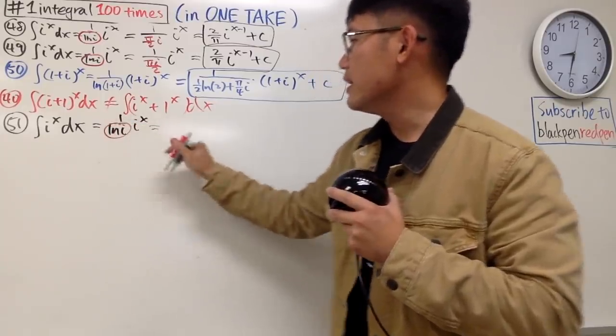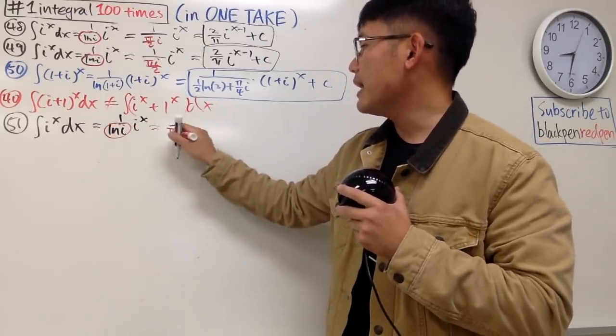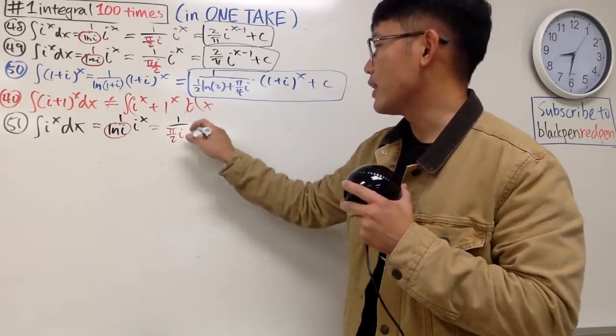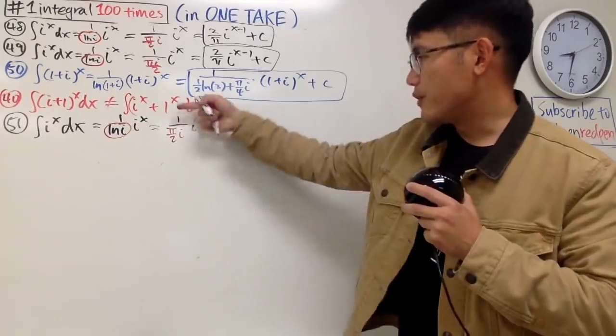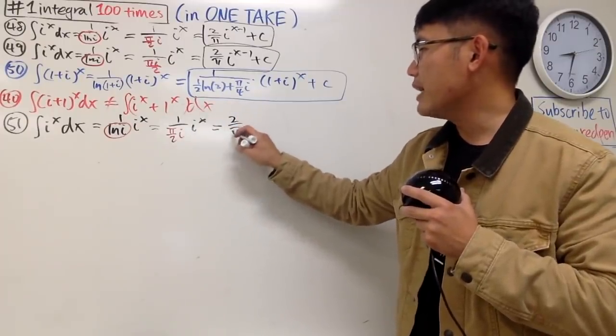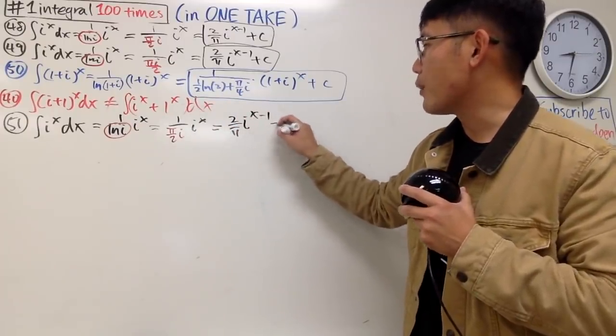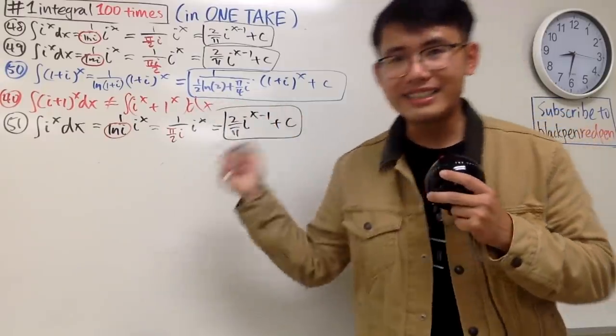And natural log of i is nicely equal to pi over 2i, like this, and then we have i to the x power. And now, of course, we can subtract the powers and then flip that, so we get 2 over pi times i to the x minus 1 power, and then we're all done, so put a plus c like this.